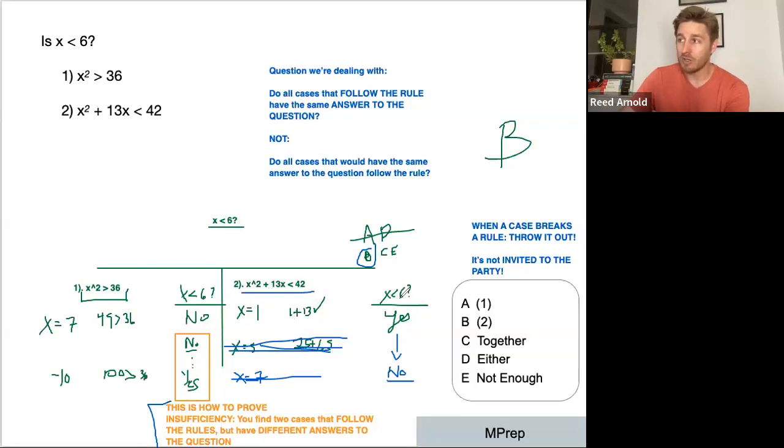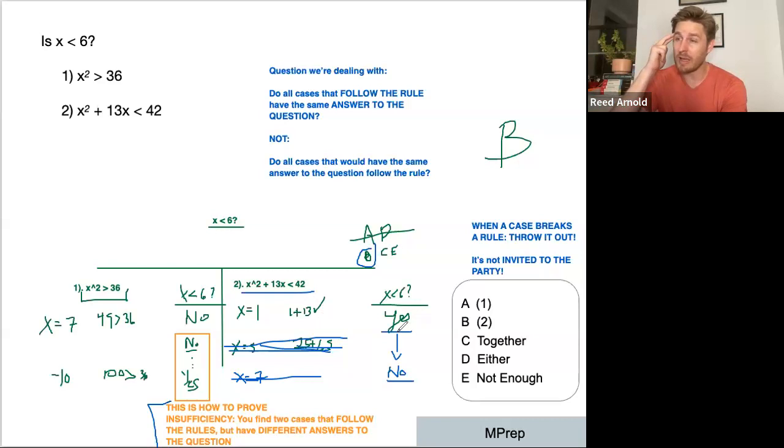So X could be less than 6. In the case where X is 1, X is less than 6. So I know that's a possible answer to my question. I know it's possible to say, yeah, X is less than 6. Some numbers less than 6 have been invited to this party. I don't know if every number less than 6 has been invited to this party. Don't really care. I just know that some numbers less than 6 have been invited to the party.